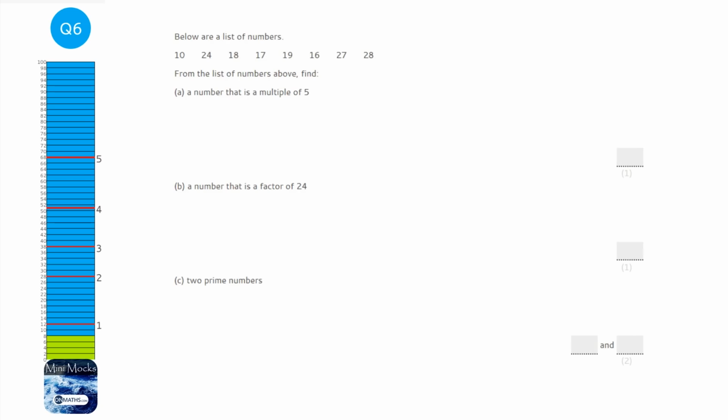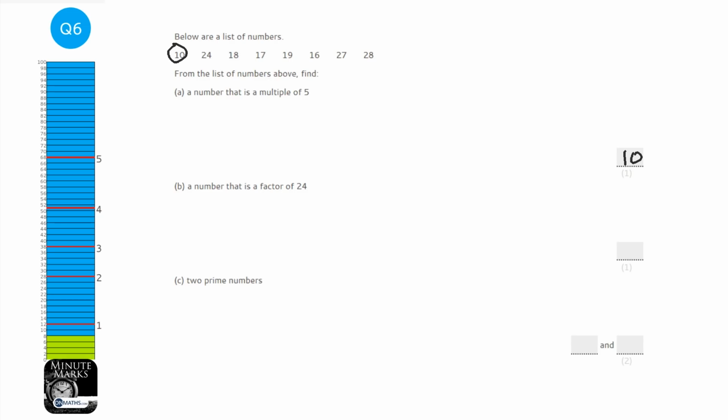For this question, we need to understand the difference between multiples and factors. Multiples are just a number's times table, so the multiples of 5 will be 5, 10, 15, 20, etc, etc. Now every number in the 5 times table ends in 0 or 5. So looking at the list of numbers we've got here, there's only one that ends in a 5 or a 0, which is 10. So 10 is a multiple of 5.